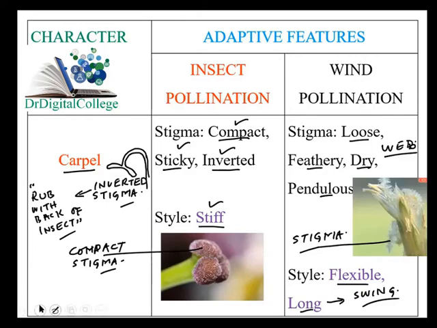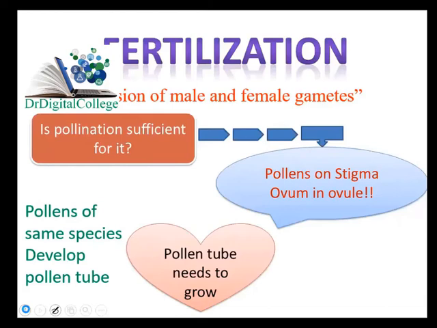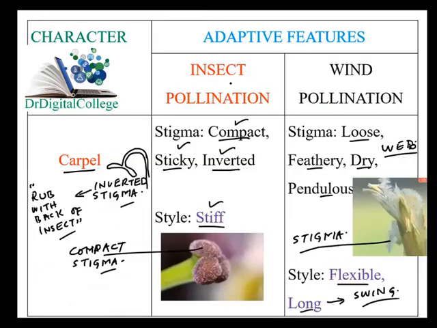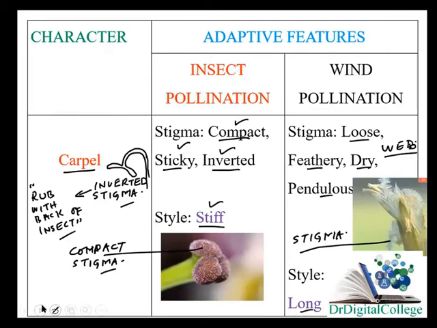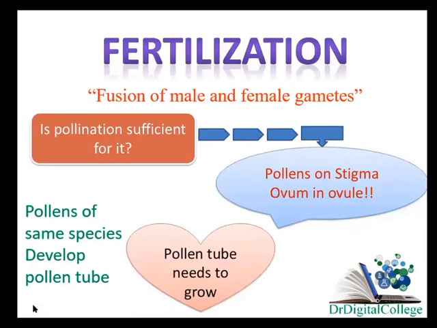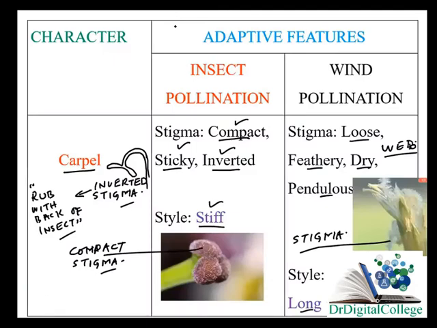Yes, sir. Okay. So this is all about the characteristics which are the adaptations for insect pollinating flowers and wind pollinating flowers. Okay. And our next topic is fertilization, how fertilization is done and what happens after fertilization. I hope that this is clear to you: how some flowers are adapted for insect pollination and how some flowers are adapted for wind pollination. I hope this topic is clear to you.